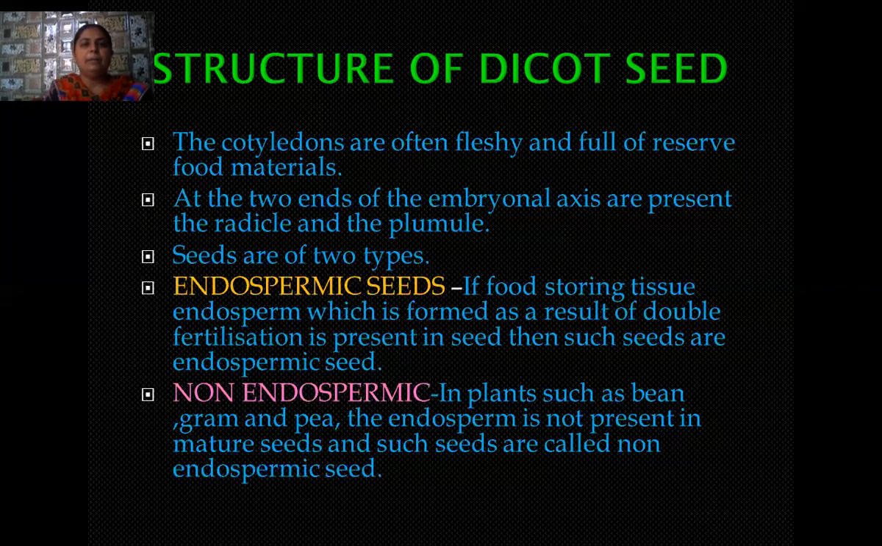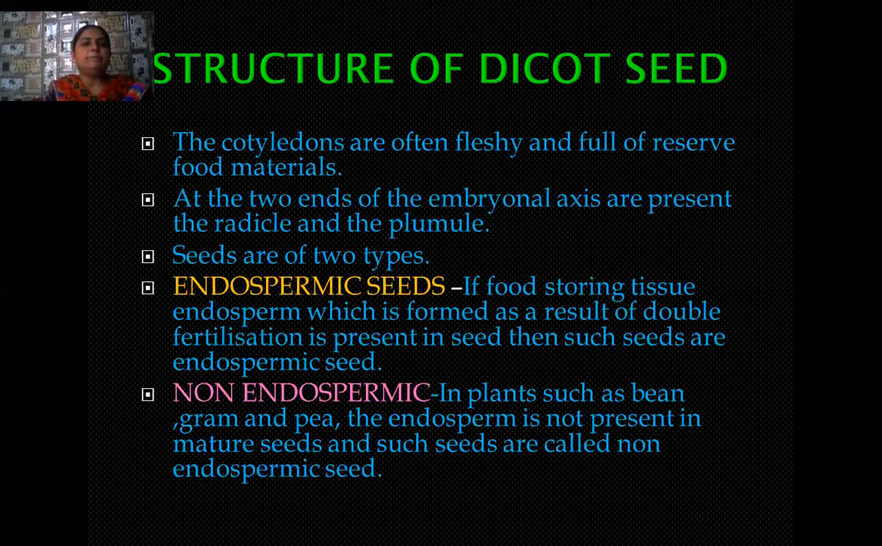Students, on the basis of whether the endosperm, which is the nutritive tissue that develops after double fertilization in angiosperms, remains present in the seed or is totally consumed by the embryo, we have divided the seed into two categories: the endospermic seeds and the non-endospermic seeds. So here we have the endospermic seeds.